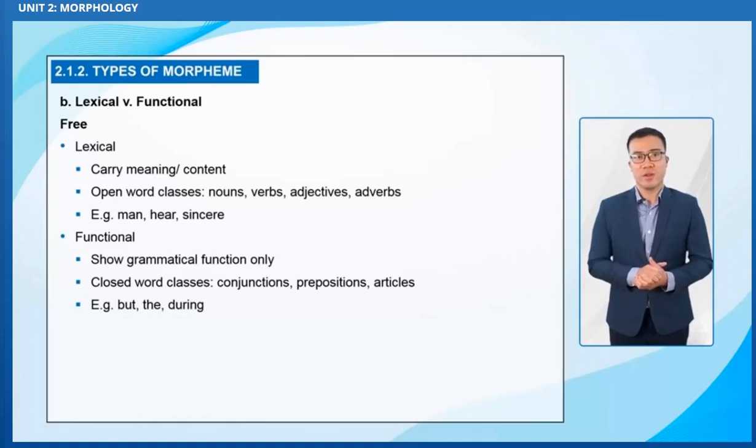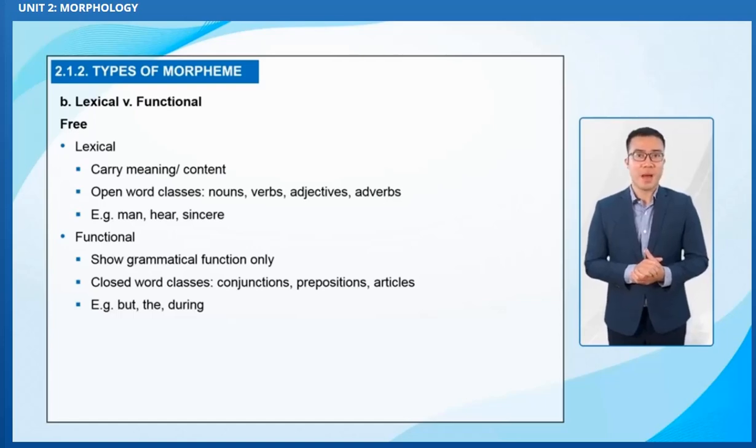A lexical morpheme carries meaning or content. It is realized by one of the open word classes: nouns, verbs, adjectives, and adverbs. For example, man, here, and sincere are lexical morphemes.